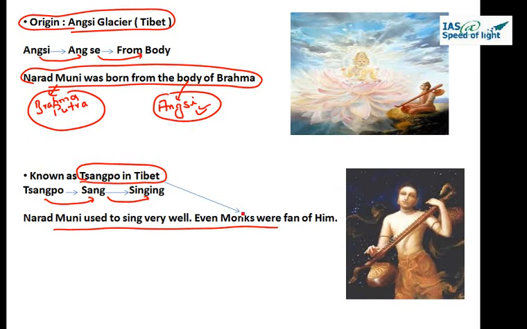Even monks, picture of Tibet from now onwards, if you have not fixed it, it is monks. So Tibet is famous for the Buddhist monks, the Buddhist monasteries it has. So a picture for Tibet is going to be monks. So Narad Muni used to sing very well, and even monks were fans of him when Narad Muni used to sing, the Buddhist monks. So Tisapango, sang or singing, we are linking it with Tibet and Brahmaputra. So Brahmaputra is known as Tisapango in Tibet, though it is very simple and we all know it.